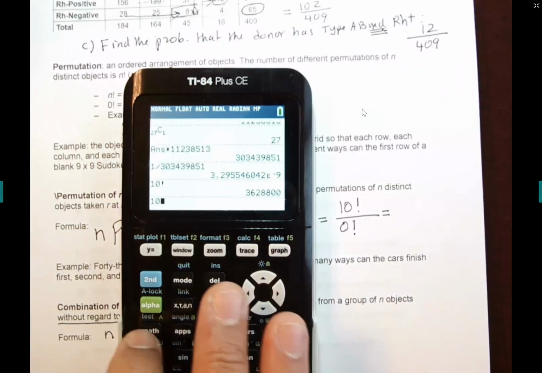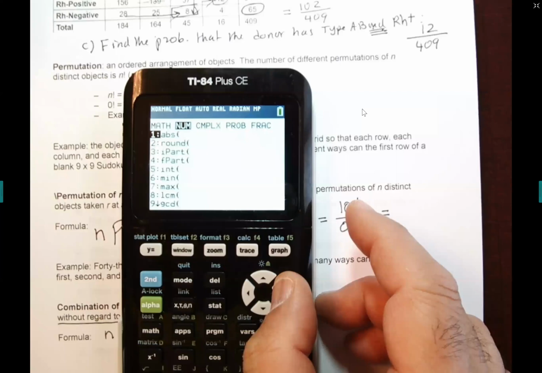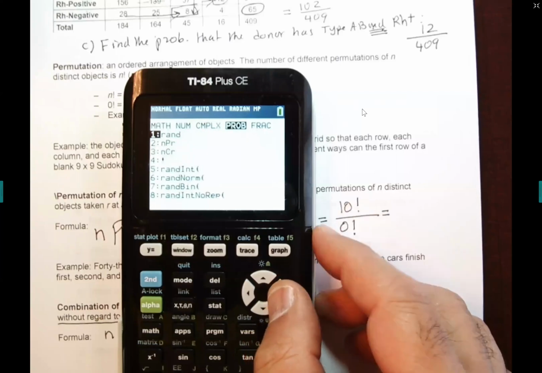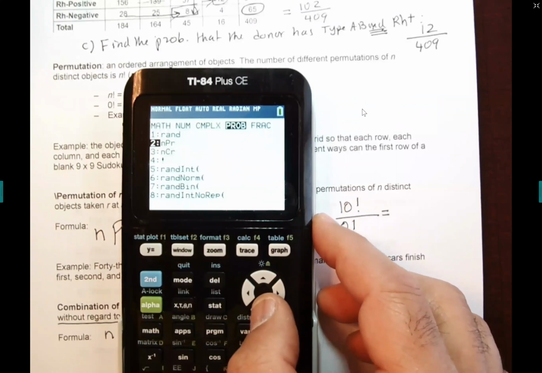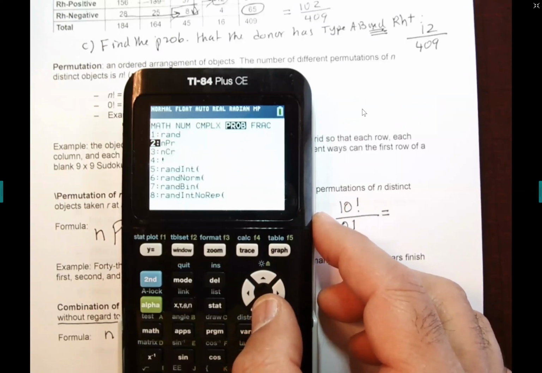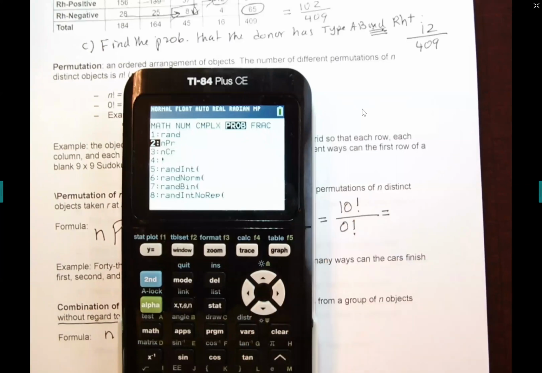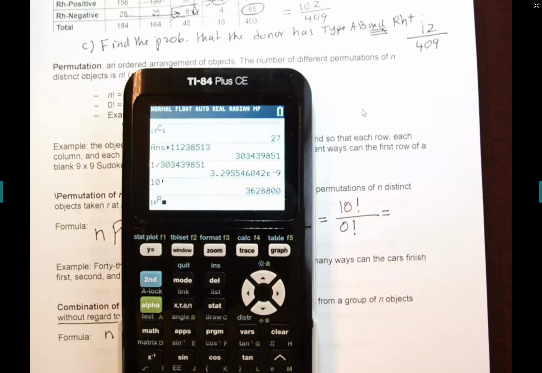Go to math, probability, and you see the nPr is number 2, guys. So the difference between 2 and 3, P is when order is important and C when order is not important. And let's put 10 here. And I should get the 3,600,000. I don't remember what was the number. 628,000. Watch, guys. Match. 3,628,800.